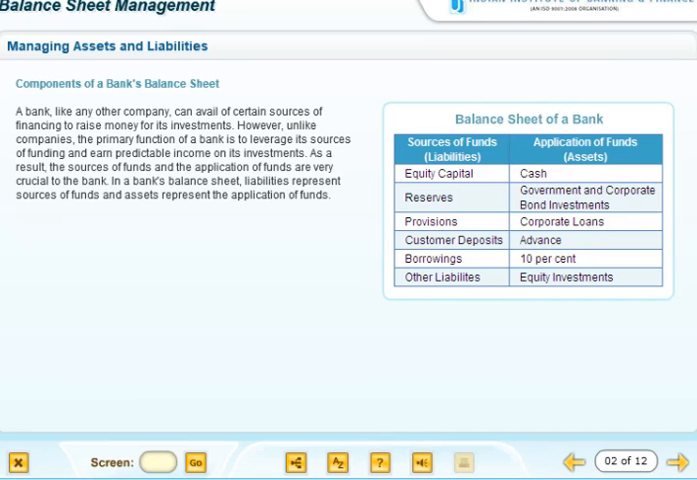A bank, like any other company, can avail of certain sources of financing to raise money for its investments. However, unlike companies, the primary function of a bank is to leverage its sources of funding and earn predictable income on its investments. As a result, the sources of funds and the application of funds are very crucial to the bank. In a bank's balance sheet, liabilities represent sources of funds and assets represent the application of funds.